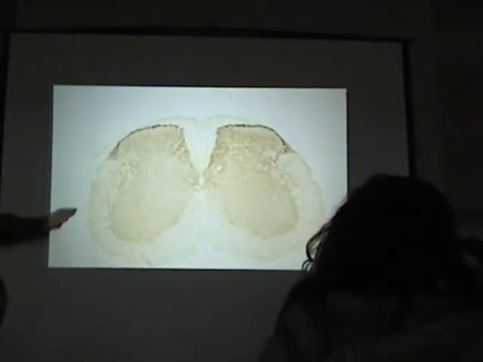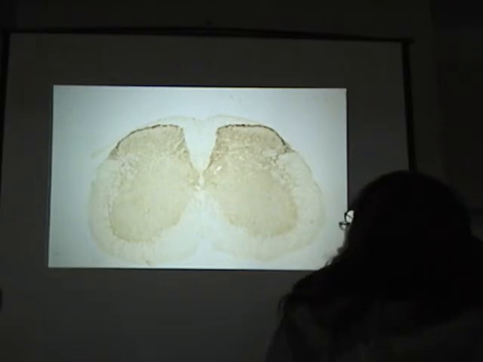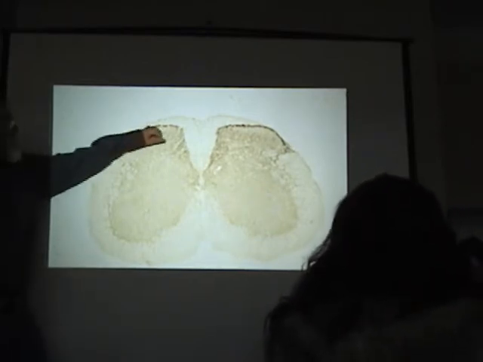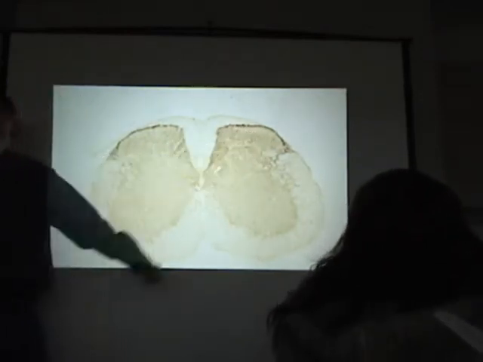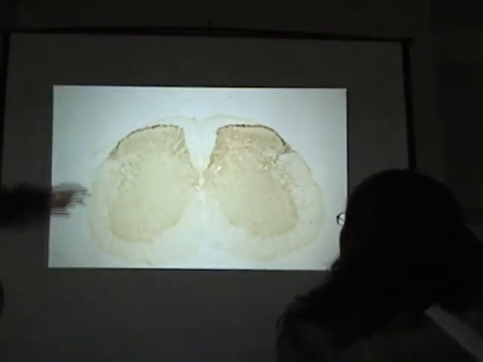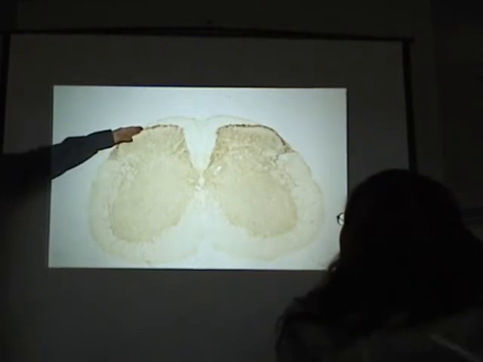Here we have a picture of a spinal cord that's been stained for substance P. It's actually part of Nigel's research material. And we can see this nice staining in this region, which would be what part of the spinal cord? Dorsal. Dorsal horn, which is gray matter.